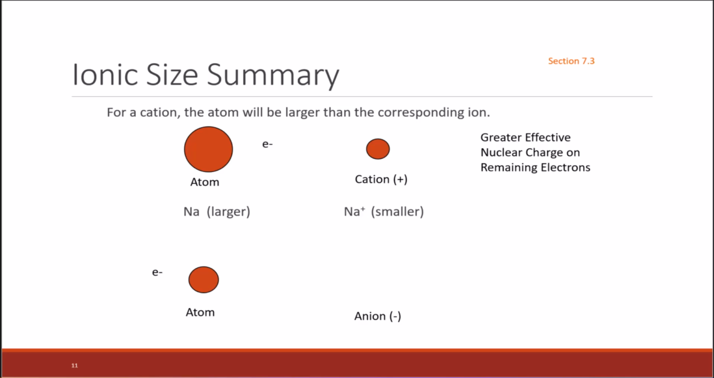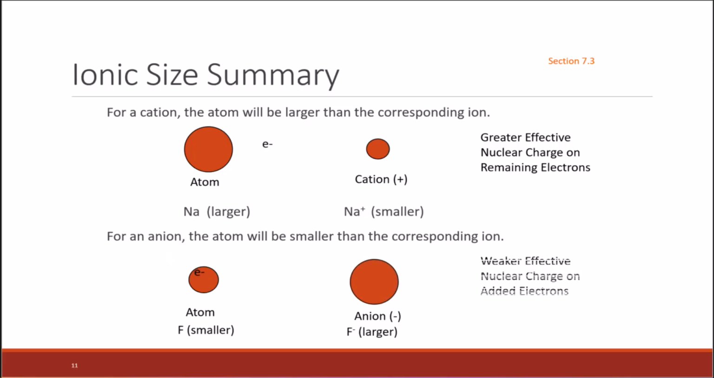If I'm looking at the anion, you add an electron, which creates a weaker effective nuclear charge on the added electrons because the positive charge has to be shared with another electron. So now you have 10 electrons. If we were talking about fluorine, it's got 9 protons in the nucleus. I used chlorine in the previous example.